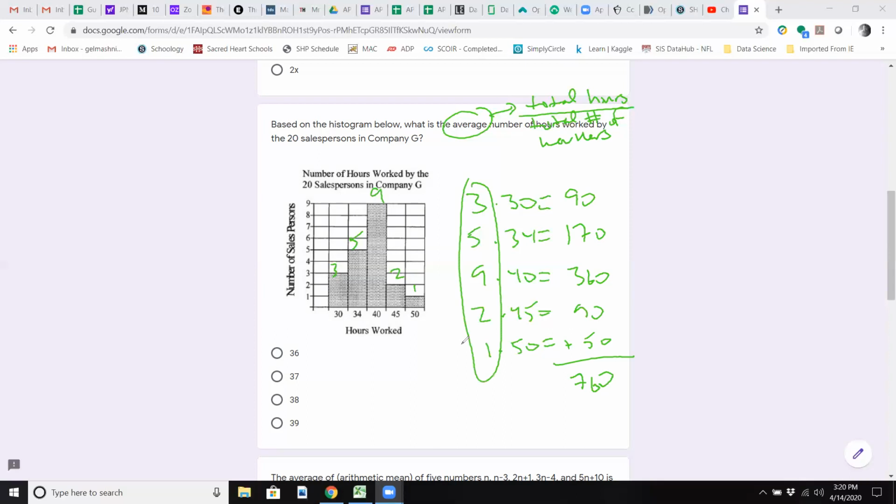And if I have all the people, I think that's 20 people. Actually, duh, it tells us that. So 760 out of 20, because that's what average is, right? Taking the total amount of hours that we're dealing with, divided by the number of people. So divide that by 20.